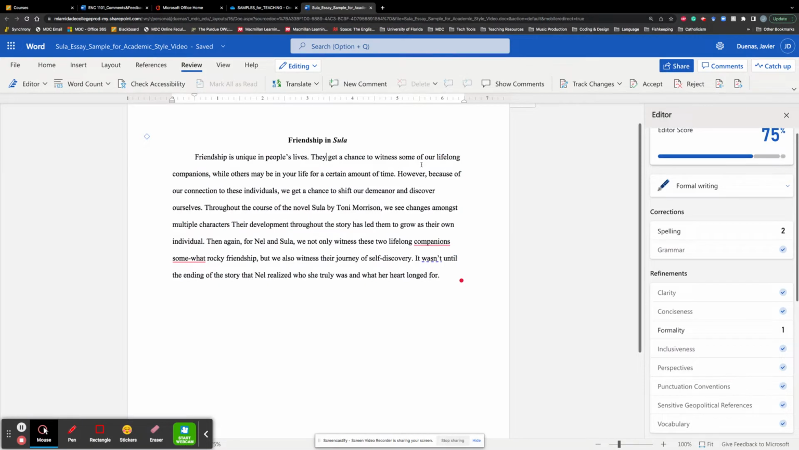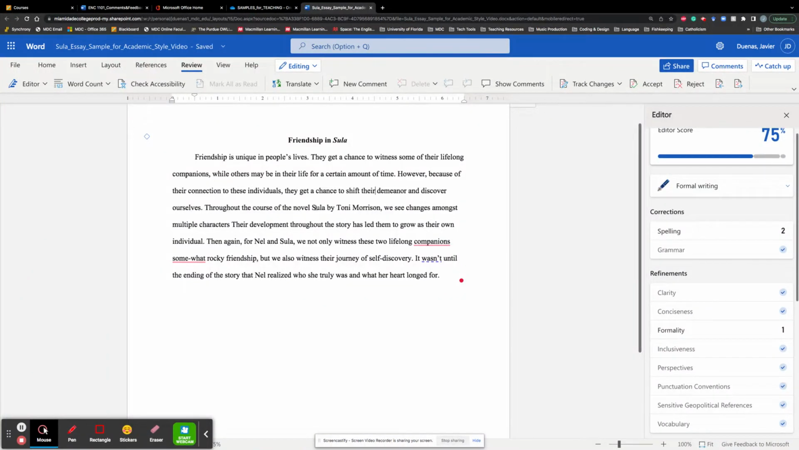Say they get a chance to witness some of their lifelong friends, companions, while others may be in their life for a short amount of time. However, because of their connection, now there's other things that we can fix in this, and I will try to correct some of these right now to give you an idea. Okay, but the main thing I hope you'll notice is that I'm changing all the first person pronouns, all the we's and ours, to third person, to they, them, their.